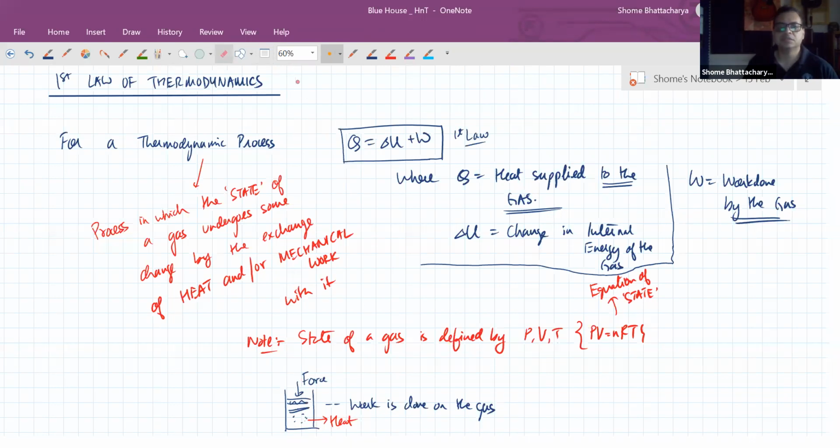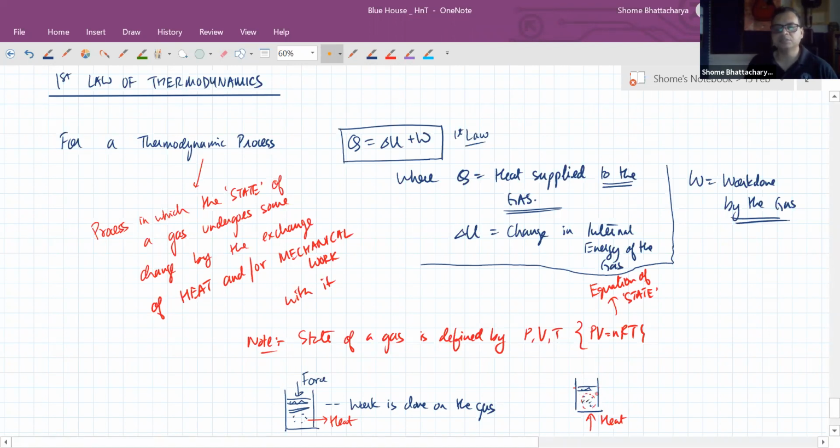Okay. Similarly, if I have a gas in a cylinder with a piston and now I supply some heat to it, and I fix the piston and don't allow it to move, then the work done is zero, because the force that the gas is applying on the piston is not doing any work. But the heat I'm supplying will get converted to internal energy. So I'll see the internal energy increases.